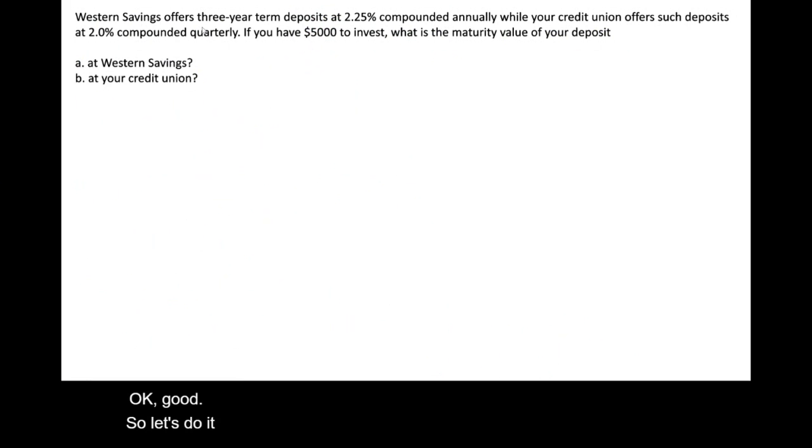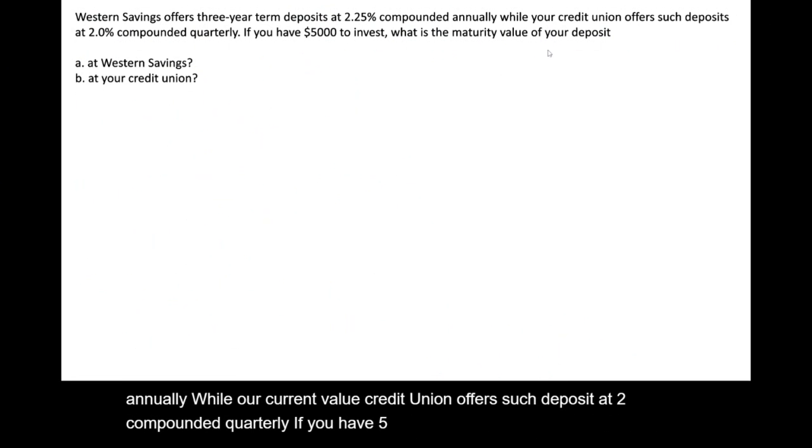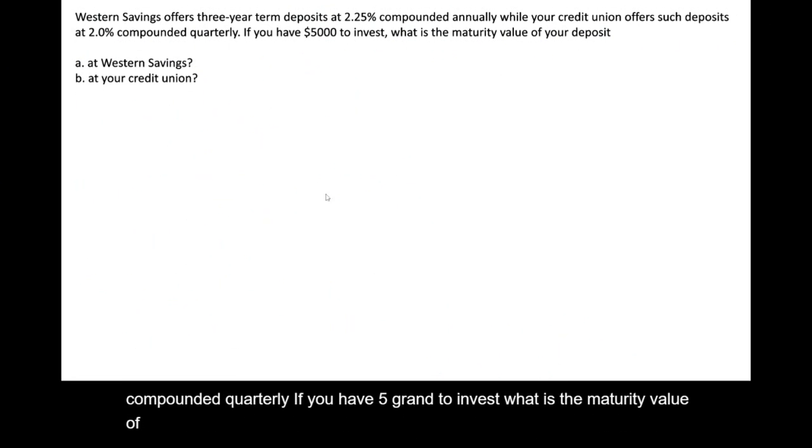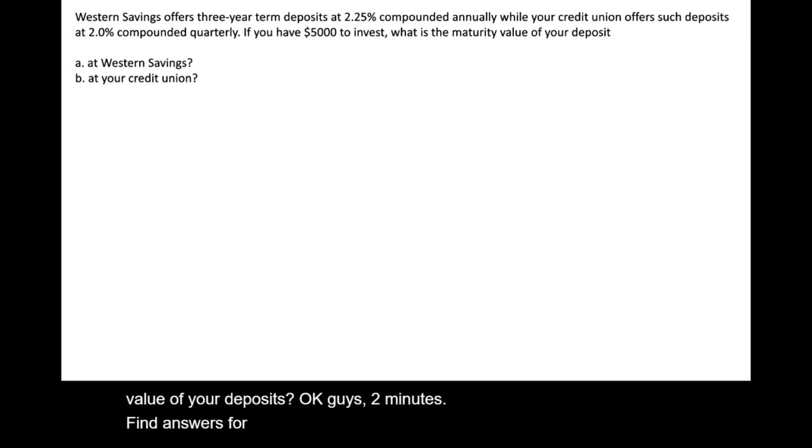Western Savings offers a 3-year term deposit at 2.25% compounded annually, while your credit union offers such a deposit at 2% compounded quarterly. If you have 5 grand to invest, what is the maturity value of your deposits? Okay, guys, 2 minutes. Find answers for A and B. Go ahead.